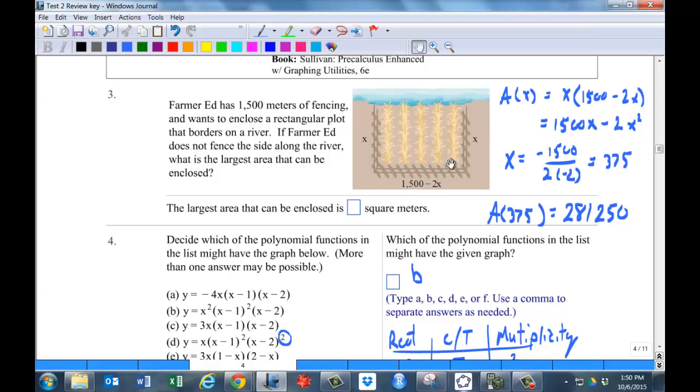And so this is 375, this is 375. And so now we just evaluate the area function when x is 375, and we get 281,250, which would go right here.